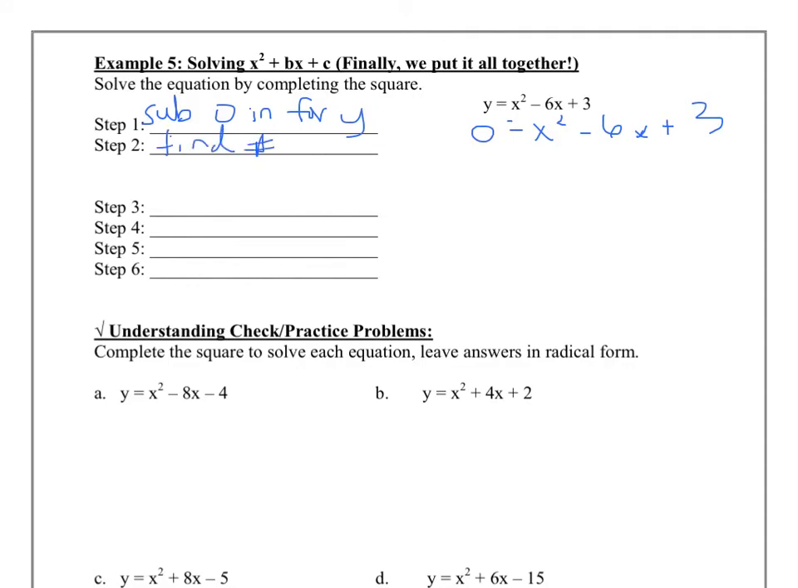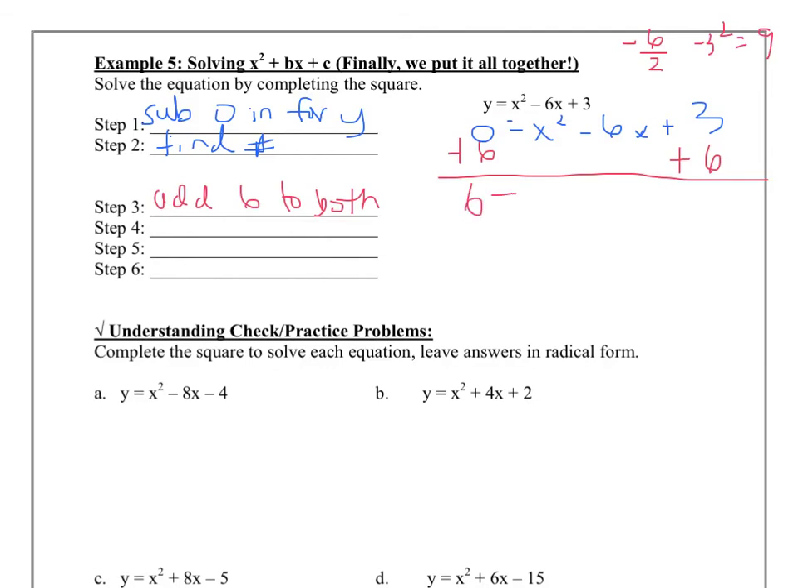So B here is -6. -6 divided by 2 is -3. And -3 squared is 9. So I need my C position to be the number 9. So in order for this to be 9, I need to add 6 to get it to 9. Okay, so now I'm going to add 6 to both sides. And I get 6 is equal to x squared minus 6x plus 9.